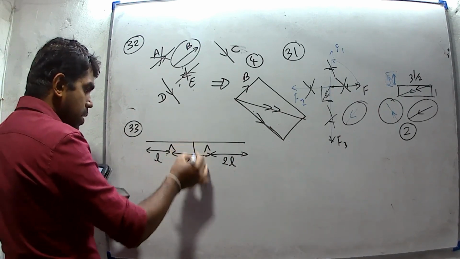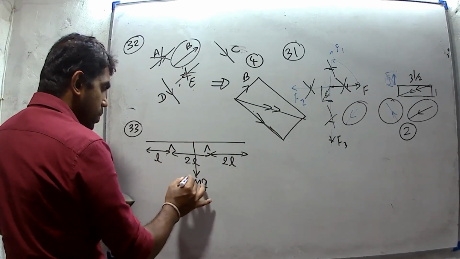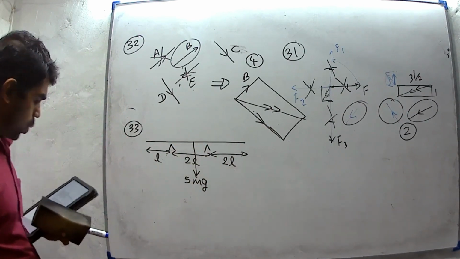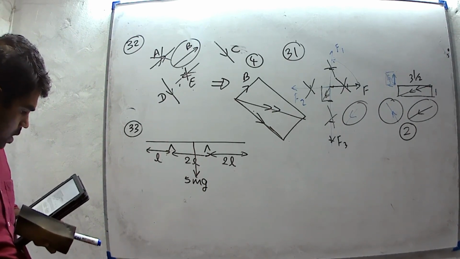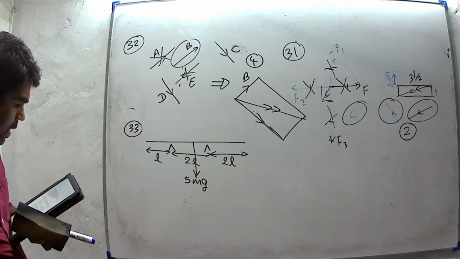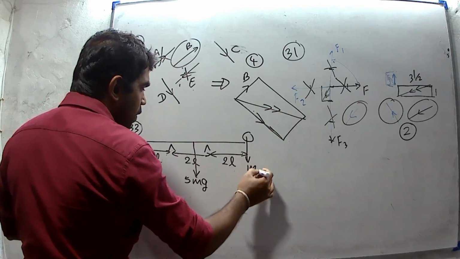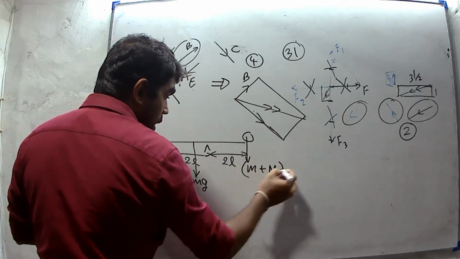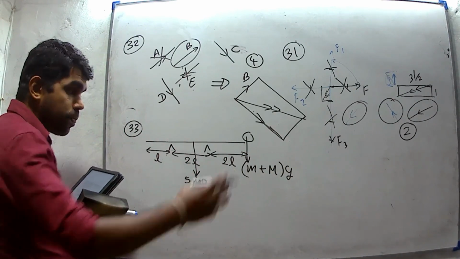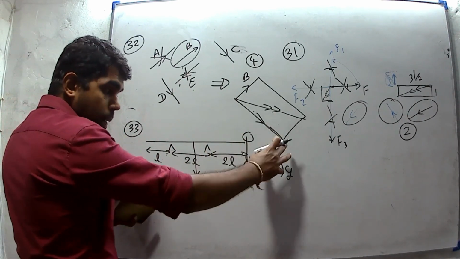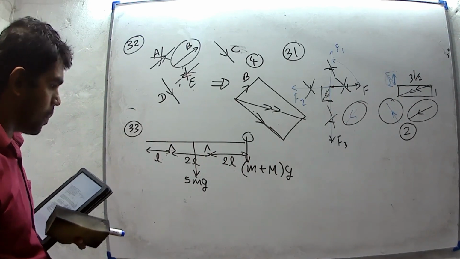5M, the mass of the plank, is acting at this point, 2.5L length. The painter's mass is M. We have to find the mass of the bucket. I will consider it as capital M. The mass of the painter is small m. The mass of the paint bucket could be obtained as capital M.